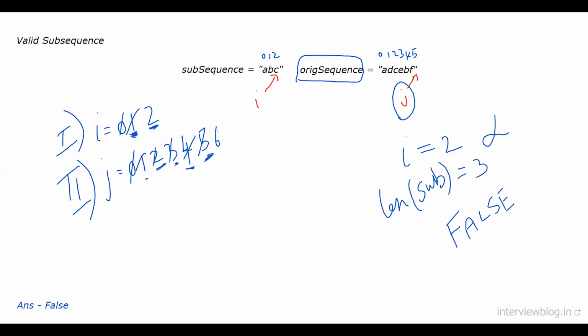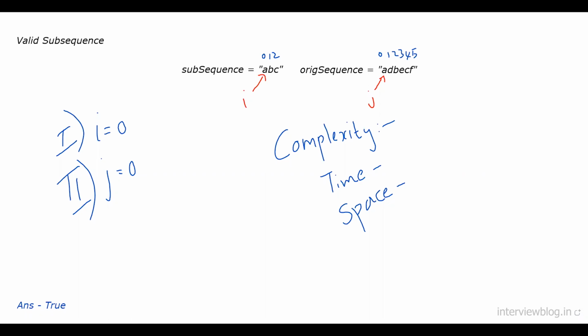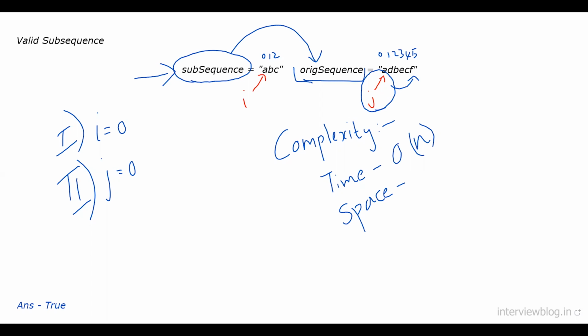Let us now analyze the complexity of our solution. So the time complexity of our solution tends to be big O of n, where n is the number of characters present in the original sequence. So why is the time complexity big O of n? In this example, as you can see, our jth pointer has traversed the entire original sequence. That is, when the given subsequence is not a valid subsequence of the original sequence, then in that case, our jth pointer will be traversing the entire original sequence.